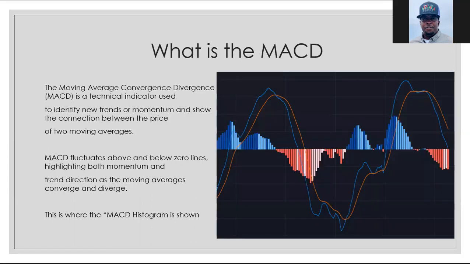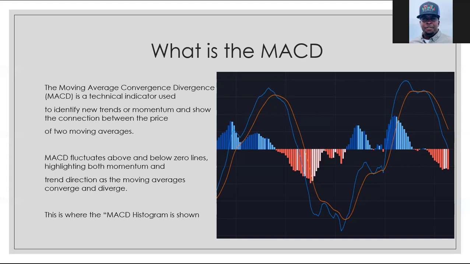So what is the MACD? The moving average convergence divergence, also known as the MACD, is a technical indicator used to identify new trends, momentum, and show the connection between the price of two moving averages. You're going to be using two moving averages on this oscillator. The MACD fluctuates above and below the zero line. The zero line is going to be your baseline for this indicator.